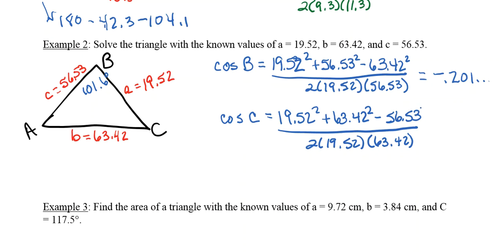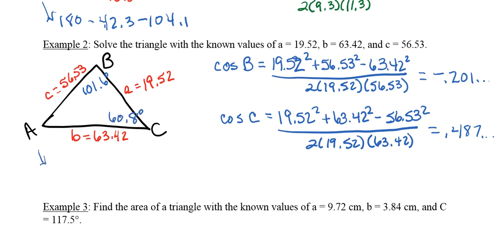I realized I didn't put the square on the 56.53. Times 19.52 times 63.42, and so this time I have a positive 0.487 with a bunch of numbers. Inverse cosine gives me an angle C of 60.8 degrees.